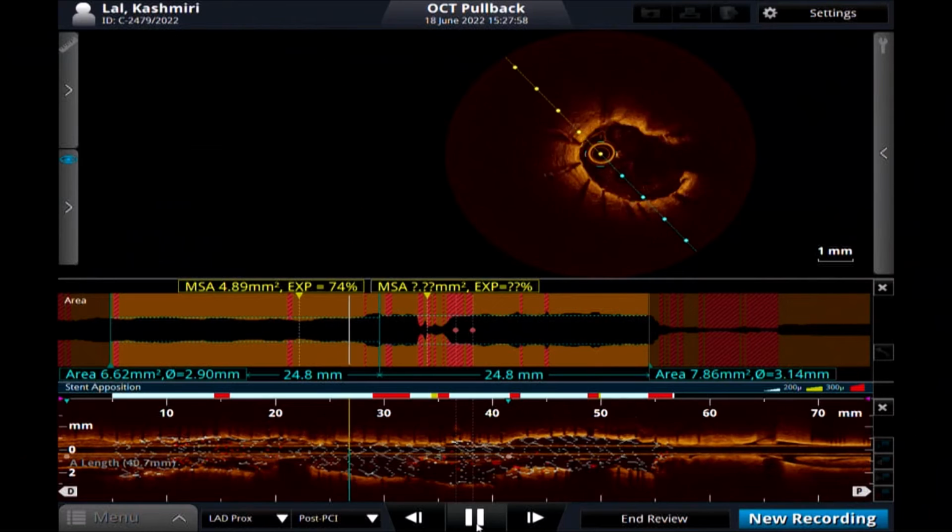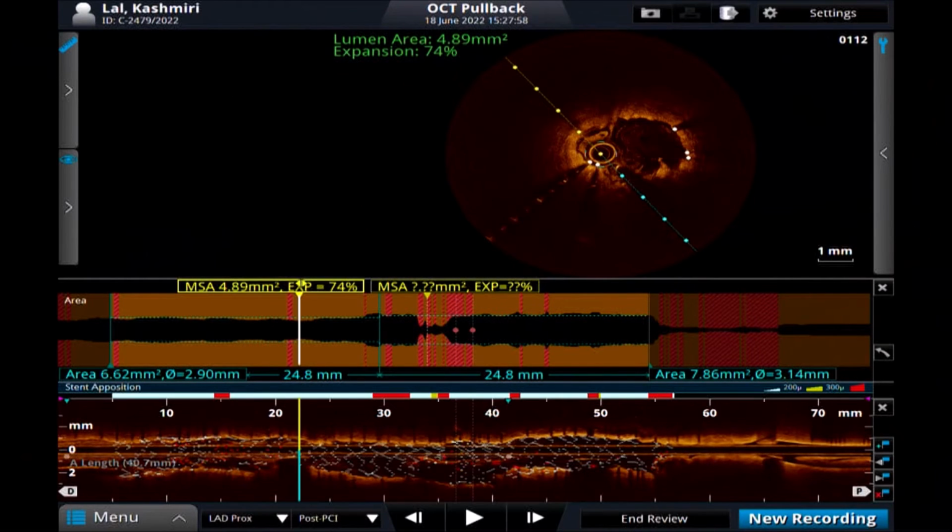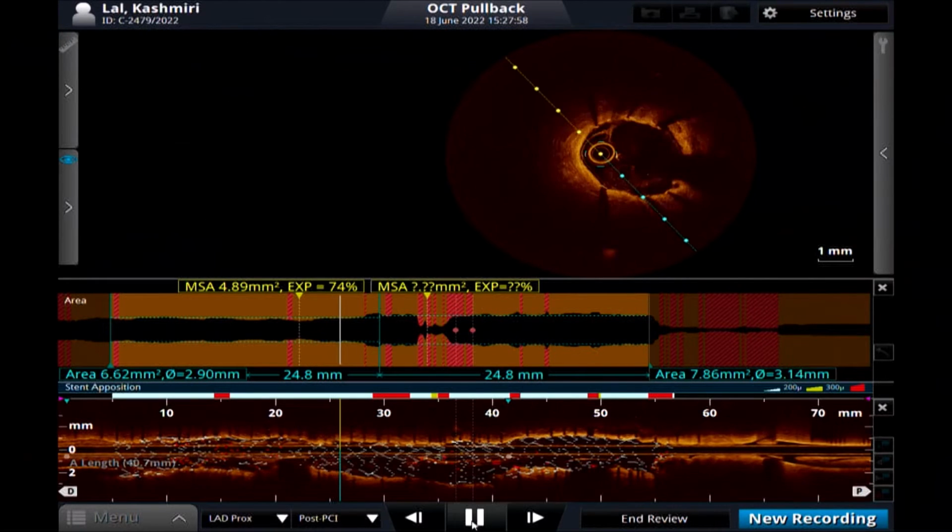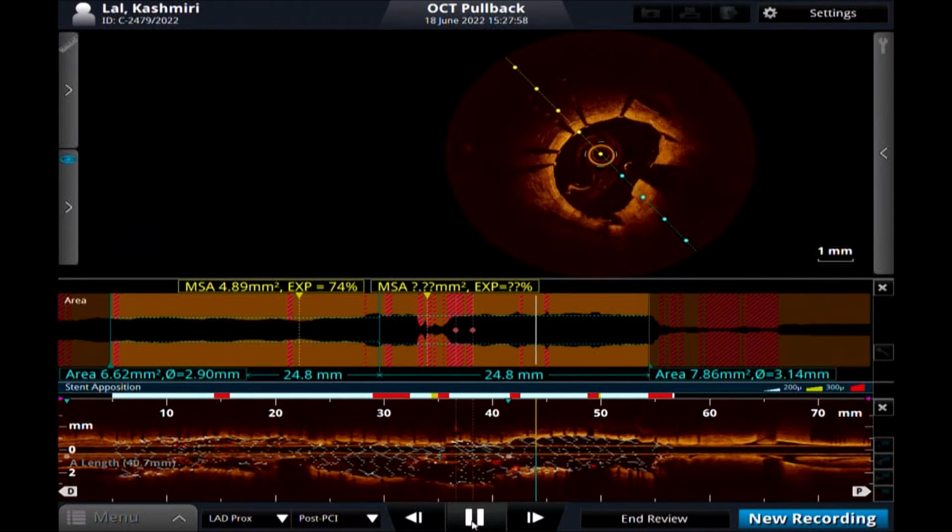So this is the OCT. We still have some under expansion. Here is the portion where we do have an area of say 4.89 millimeter square despite having an NC balloon dilatation. Run proximally. So at this particular point, when we are not successful with the NC balloon, we have taken a 3.5 IVL balloon. Next view, please.